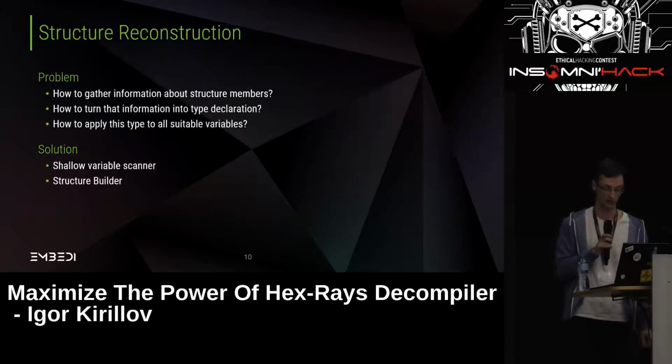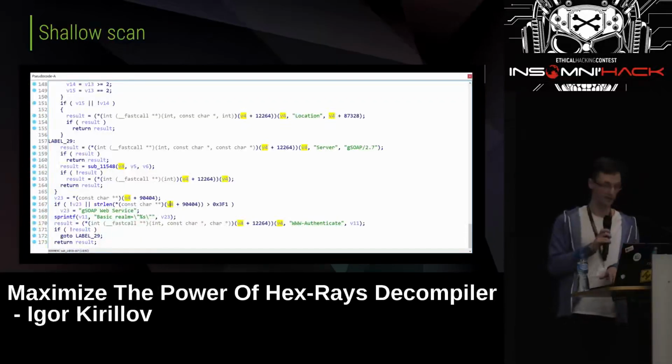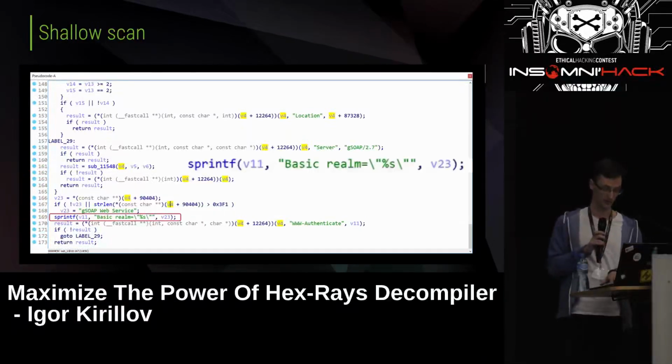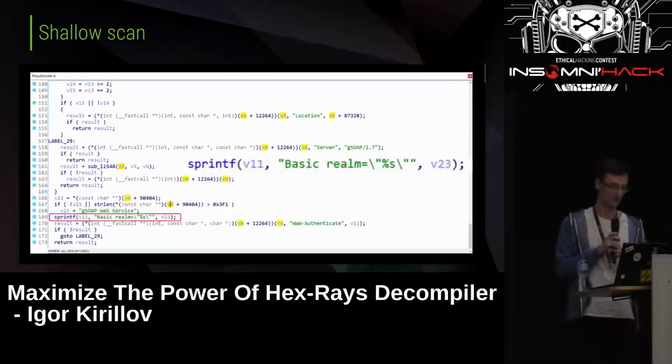And now I'll show how we can automate this process by using the shallow variable scanner and the structure builder features of my plugin. Here is code from the web server of an embedded device that I research in my work. And here you can see a sprintf function that one would like to explore due to its unsafety. That sprintf copies a character string from one structure member to another. In order to understand how data gets there, we should reconstruct the structure and understand what the members are made for.